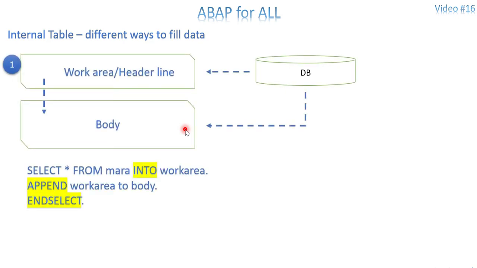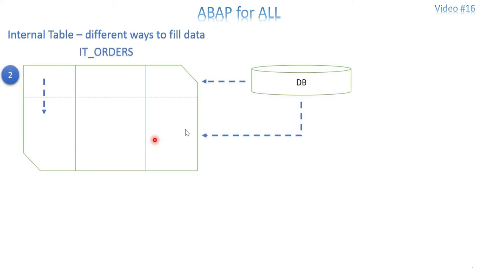Okay, this is the second way. It's like database to get all the fields, right? Select all the fields from Mara into work area and append work area to body. And if you want to take all fields, select star from Mara into table body. So directly fetch all the information and put it in the body of an internal table.